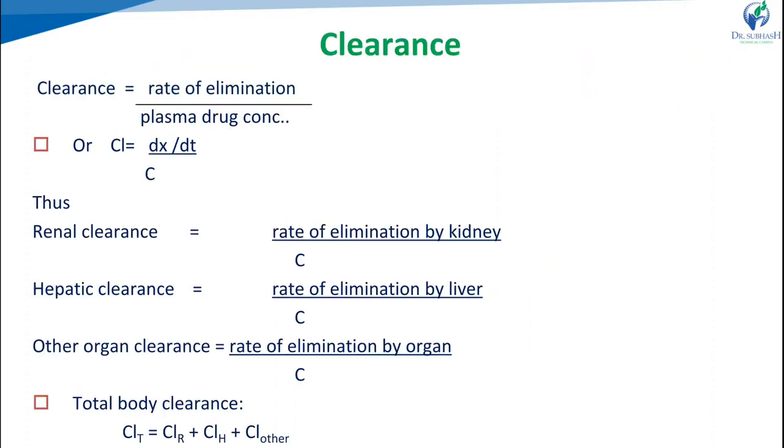Clearance, as already said, is the rate of elimination divided by plasma drug concentration, the equation dx by dt upon C. In that, clearance may be renal clearance, the clearance done by the kidney, or hepatic clearance, the clearance of drug by the liver.